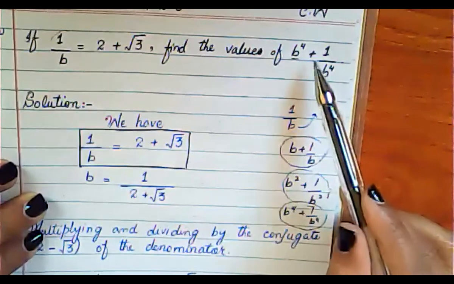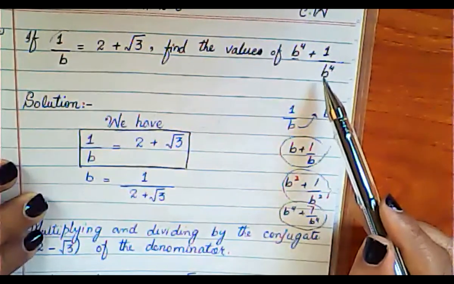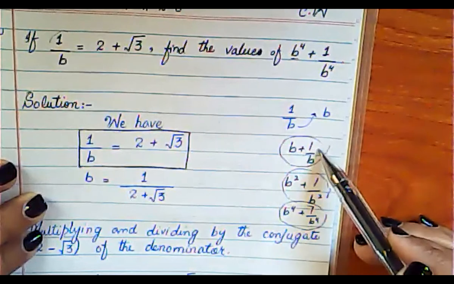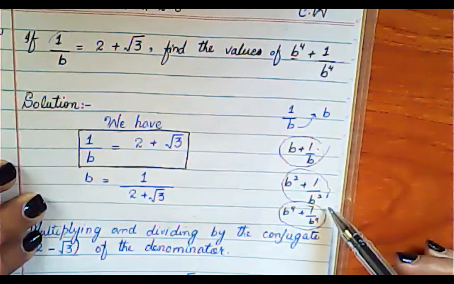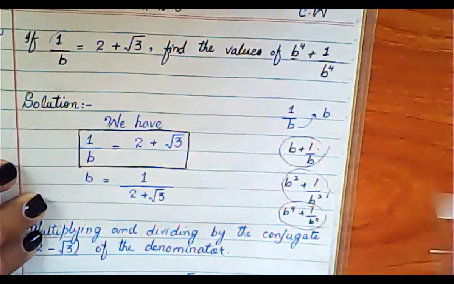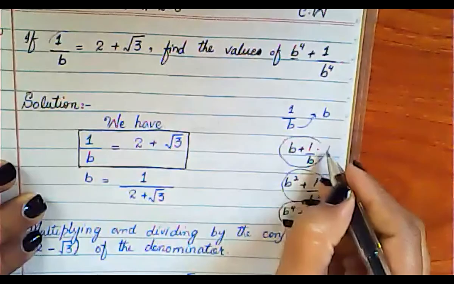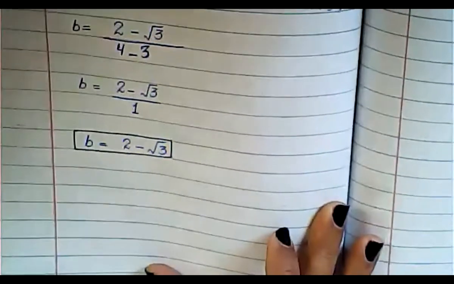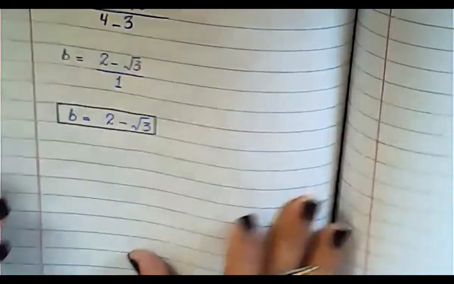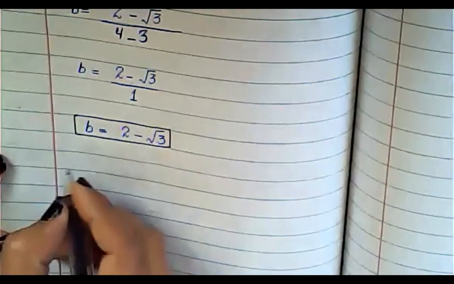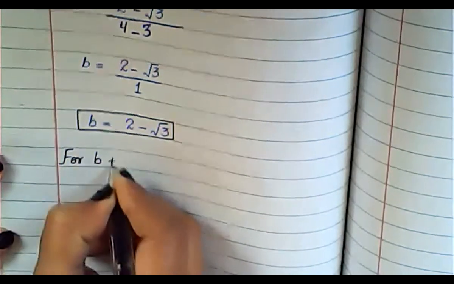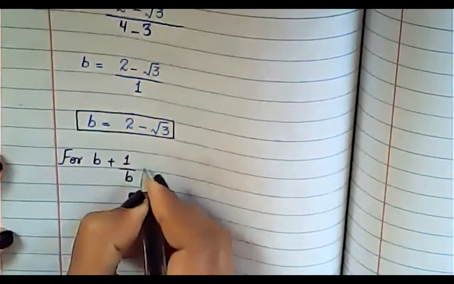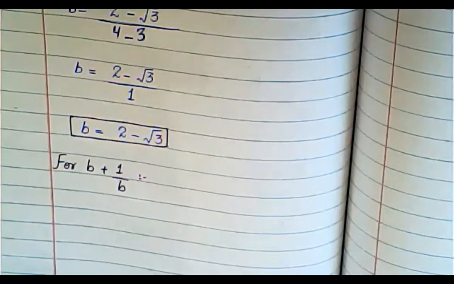Although we have to find b4 plus 1 upon b4, for this, first you will find the value of b plus 1 upon b, then b square plus 1 upon b square, and then b4 plus 1 upon b4. Understand? Now, first I'm going to find b plus 1 upon b. Now look here. Again, same method, same criteria, no change here. Similarly, I'm going to write here b plus 1 upon b.